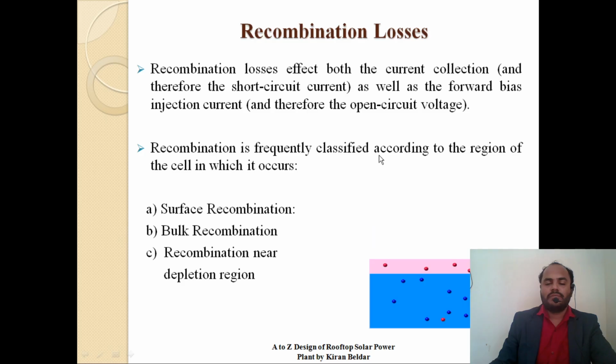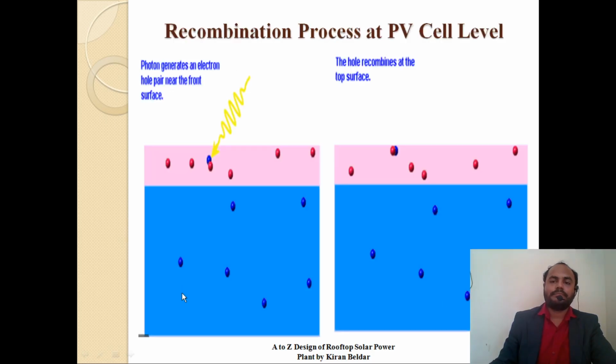Recombination is frequently classified according to the region of the cell in which it occurs: surface recombination, bulk recombination, and recombination near the depletion region. Now one by one we will see the process of recombination. When sunlight falls on the top surface, the photon generates an electron hole pair near the front surface. Then the hole recombines at the top surface.